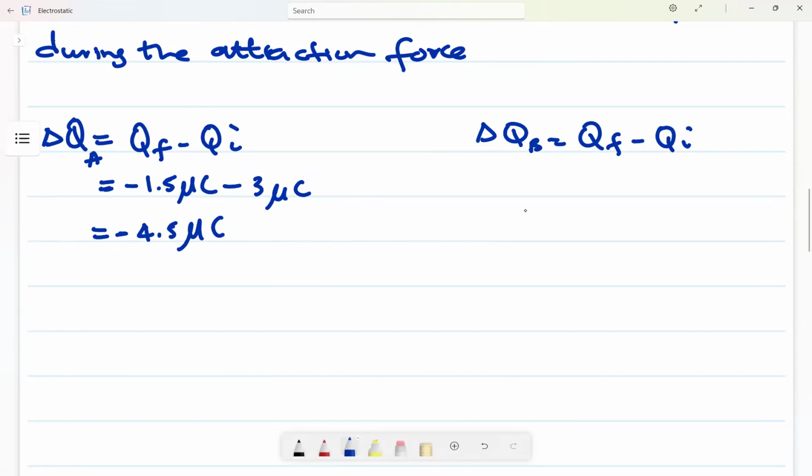Now this one, what is its change? Its change is going to be Q final minus Q initial. Q final is -1.5 microcoulomb, minus the charge initial of B. The charge initial of B was negative 6 microcoulomb. Can you see that? Now, when we do our mathematics, we get 4.5 microcoulomb.